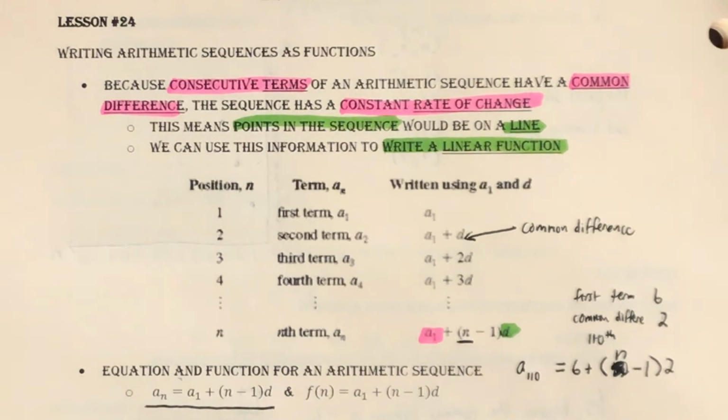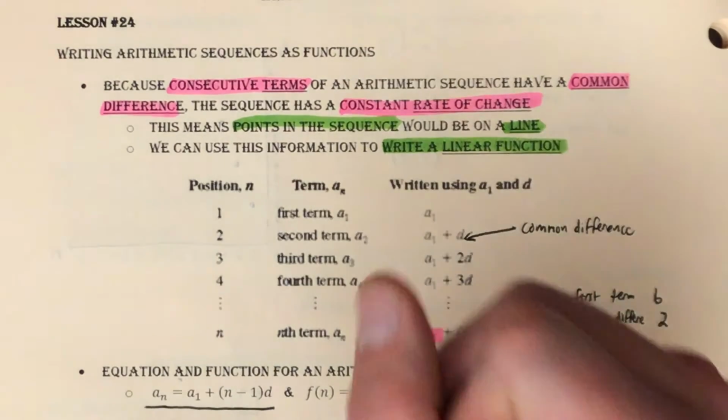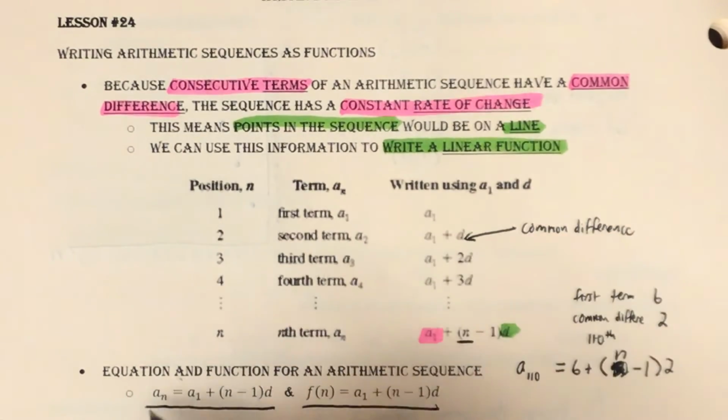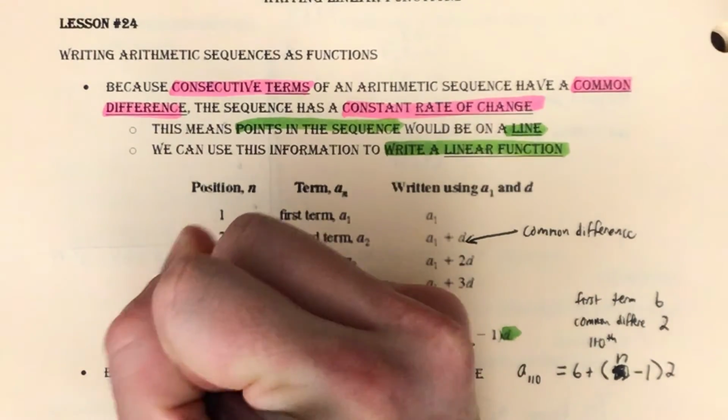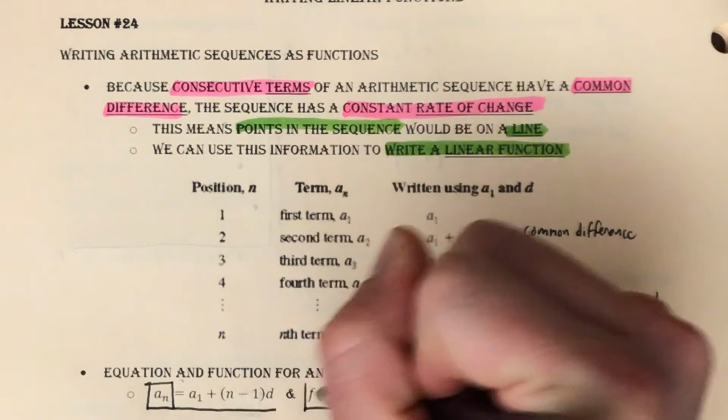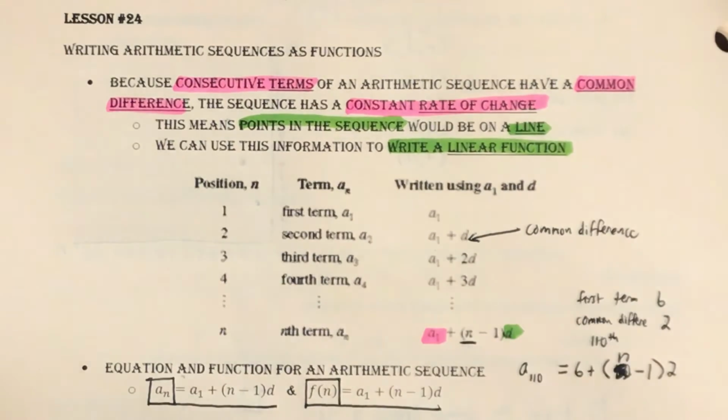From there, we can also say this function. We can replace A of n, which is an arithmetic sequence, to write this function of an arithmetic sequence. And so we're just saying f of n. Really the only difference between those two things are the A of n and the f of n, and they mean the exact same thing.